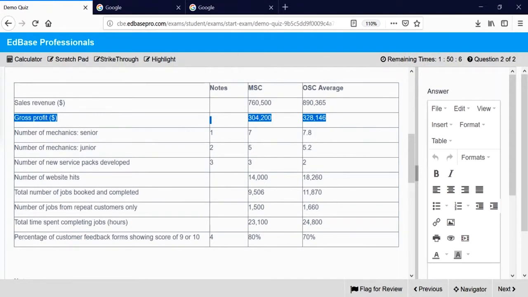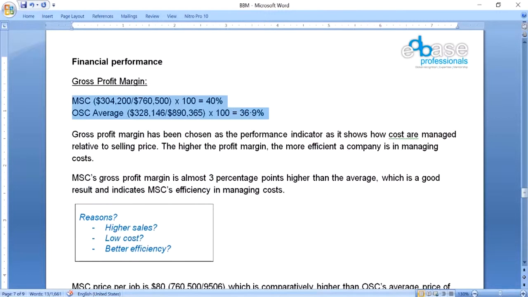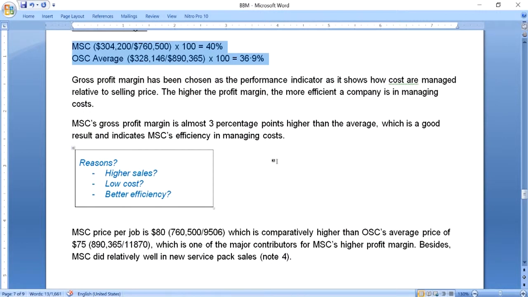Okay, so first things first, you need to find out some possible reasons. So what could be the possible reasons? Gross profit margin can be higher if the sales price is high, for example, if the cost is low, or if we have better efficiency, for example. That means we have taken less time to serve the customers, and hence our profitability is better. So these could be the possible reasons: higher sales, low cost, and better efficiency.